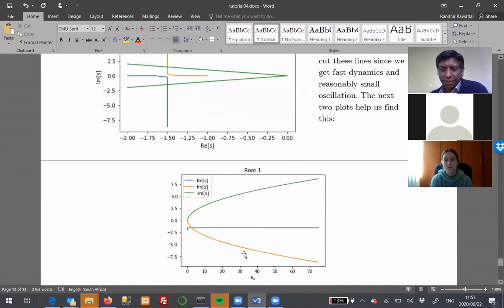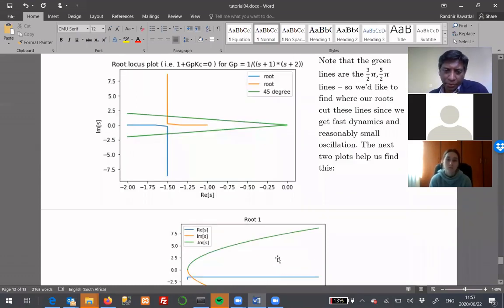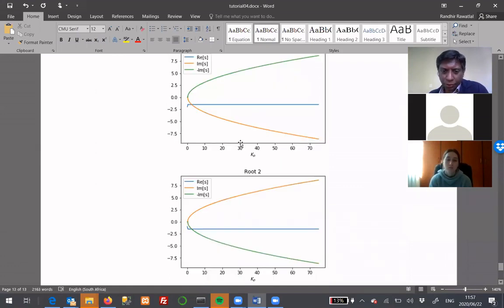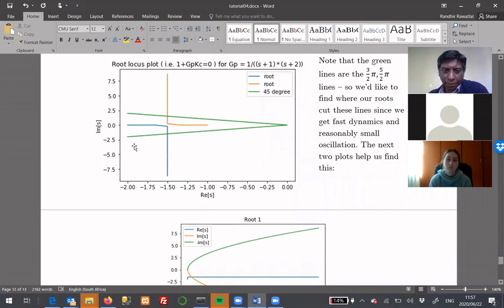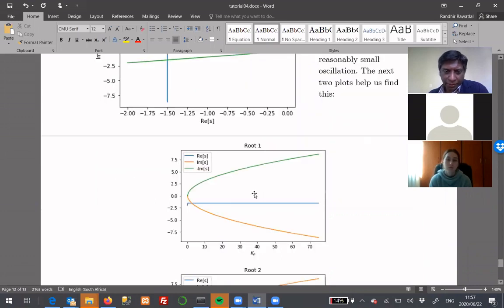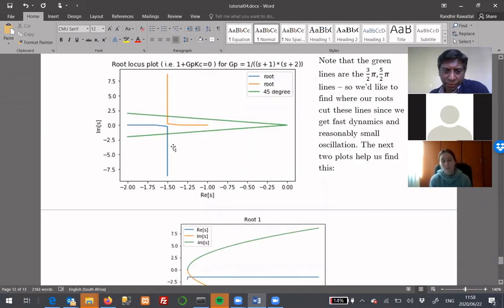So here we are plotting the real and imaginary parts as a function of Kp. You can try and figure out which root we are looking at. Remember, we've got two different roots to look at here. So you've got two different roots being plotted here. And in this case, this root is starting from a low value. So the real part is starting from a more negative number and going more positive. So it's this root, right?